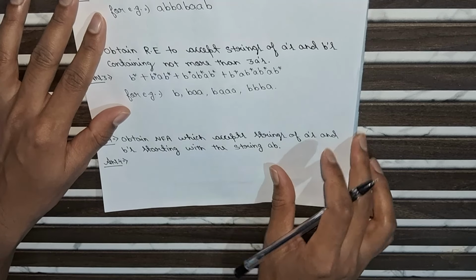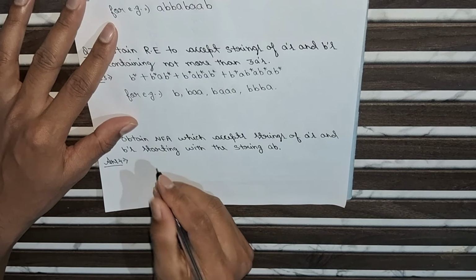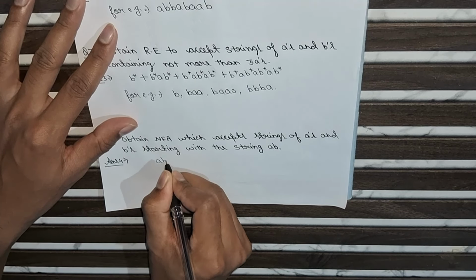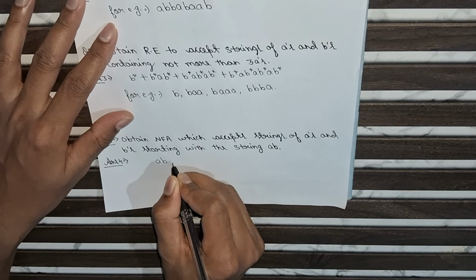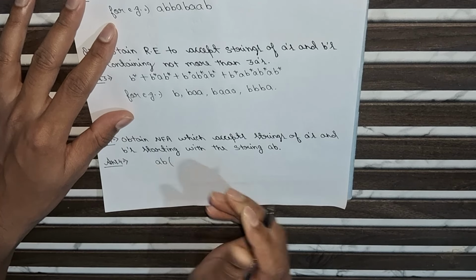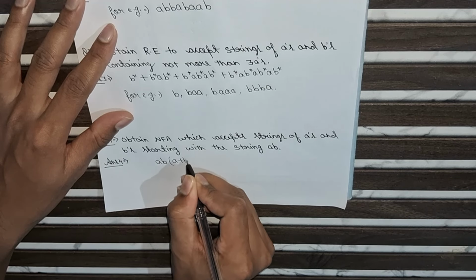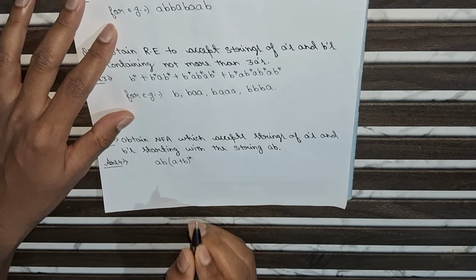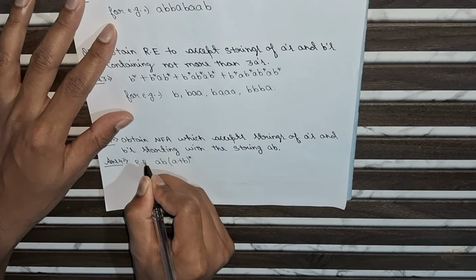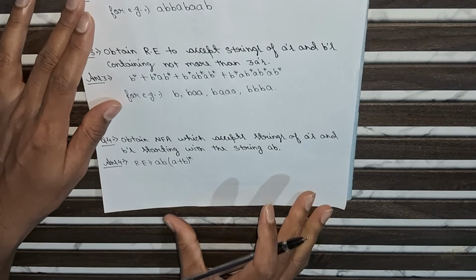Here the string is starting with AB element. So we will firstly write AB here. Then after AB, any combinations of A's and B's are possible here. So (A+B)*. So this is the regular expression for this question.